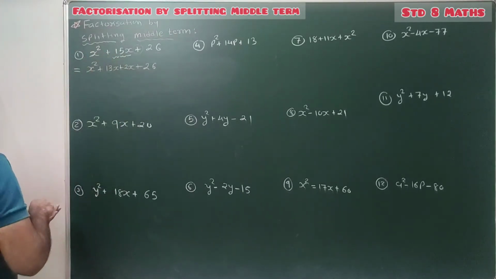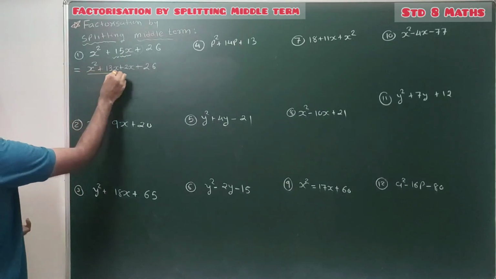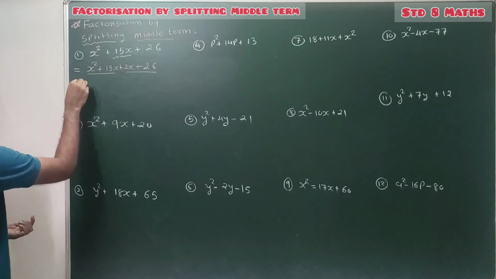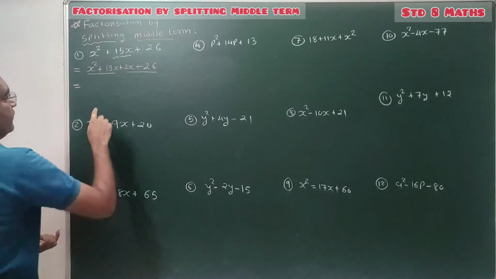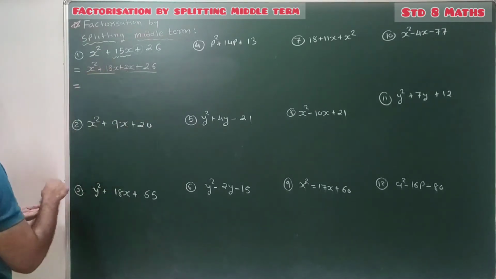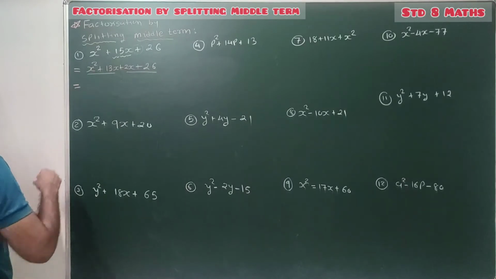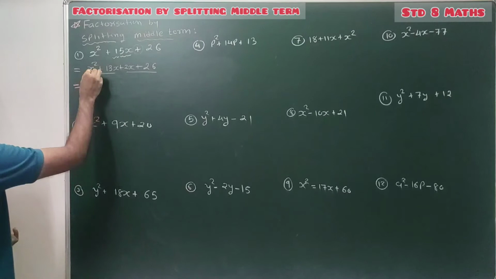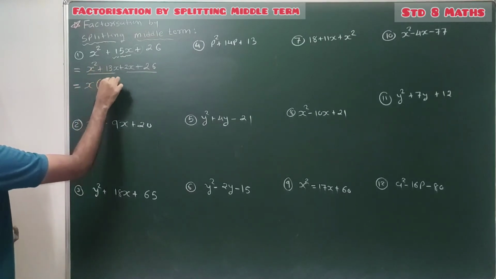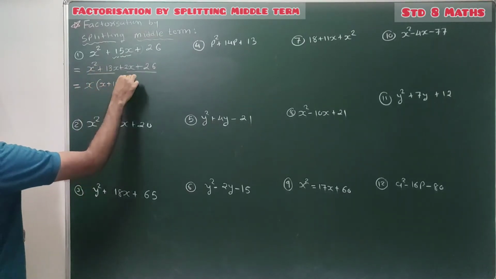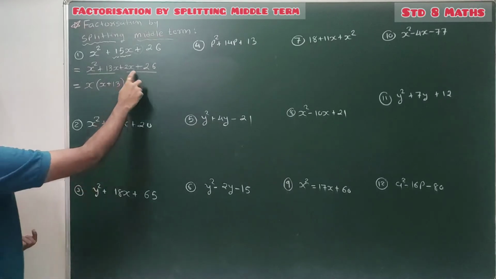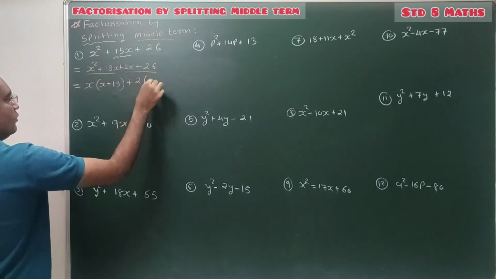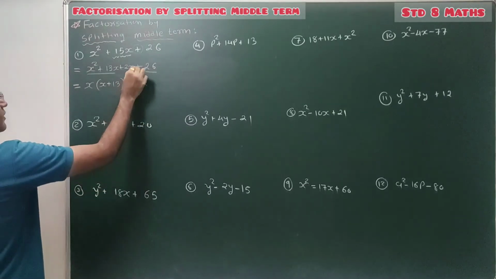Now consider this one as the first group and this one as the second group, and now we know the factorization by taking common. From the first group, x square plus 13x, we can take x as common. So x is common, and the remaining terms are x plus 13, plus, now from the second group 2x plus 26, we can take 2 as common and the remaining terms are x plus 13.